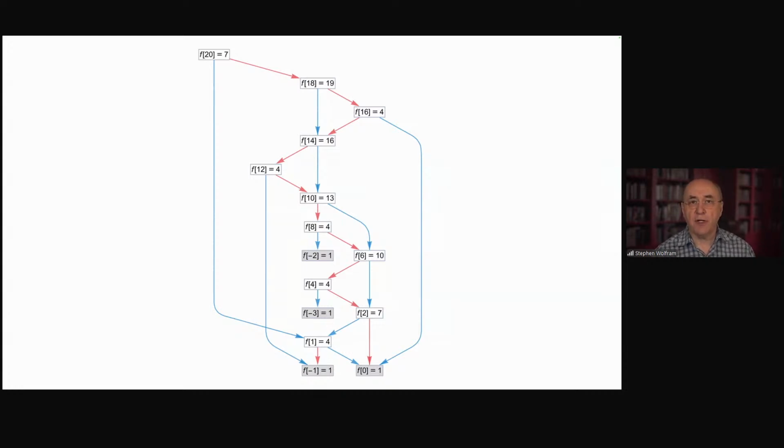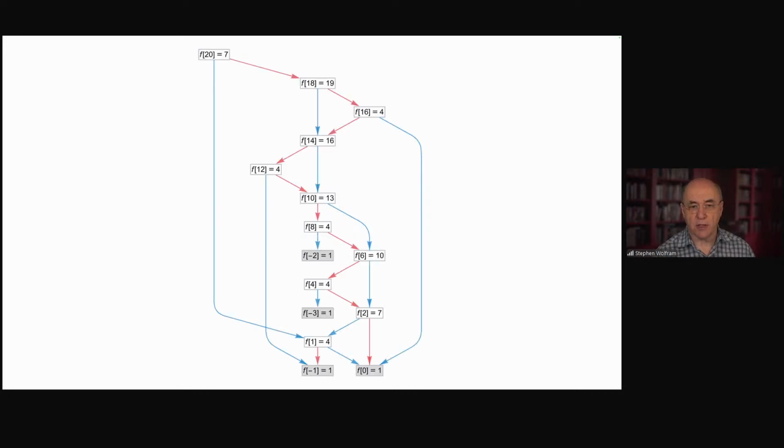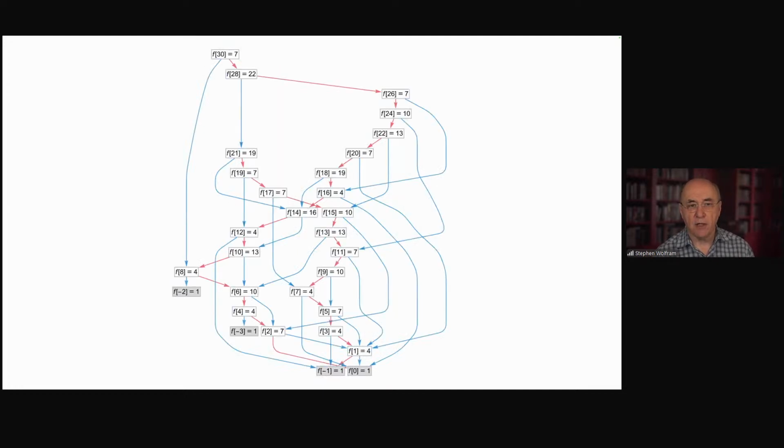So the two different colors of edges correspond to the two different computations done in evaluating each F of n. The inner one is shown red, the outer one is shown blue. So the inner one is the red lines there, the outer F evaluation is the blue lines there. So if we continue to F of 30, we get this pattern here.